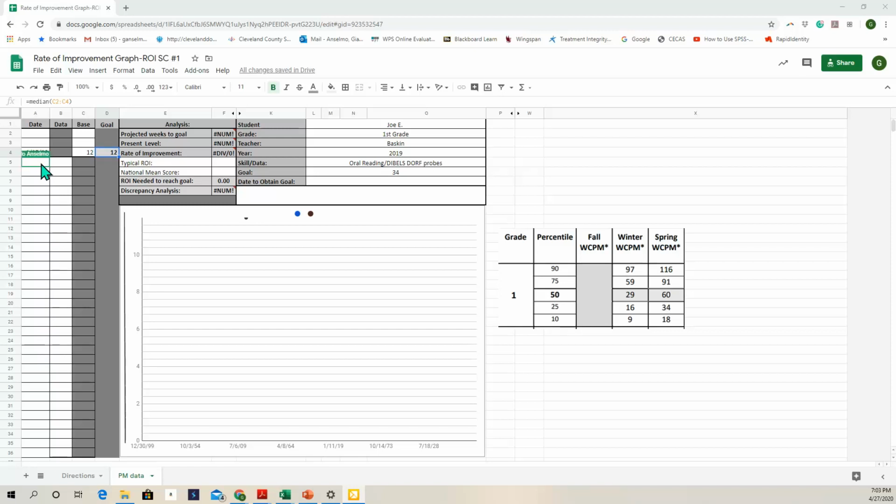So what we want to do is count down 14 weeks, because we're going to hope to monitor once a week. So 1, 2, 3, 4, 5, 6, 7, 8, 9, 10, 11, 12, 13, 14. So in the next cell here, we're going to put our end date.